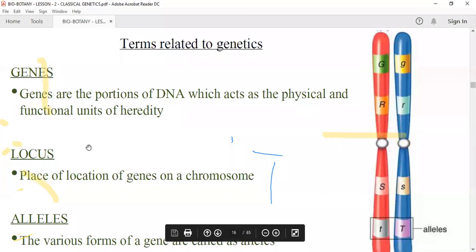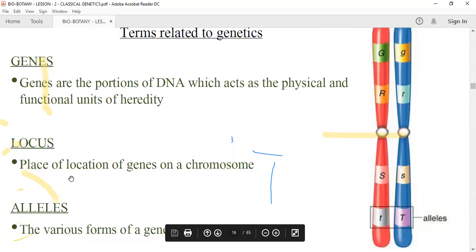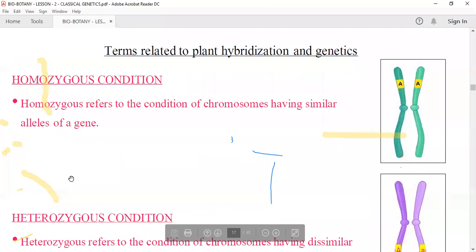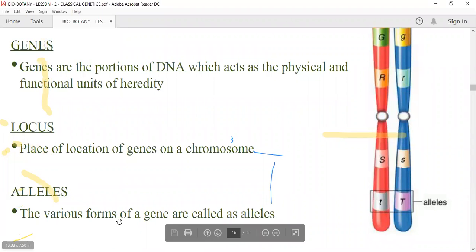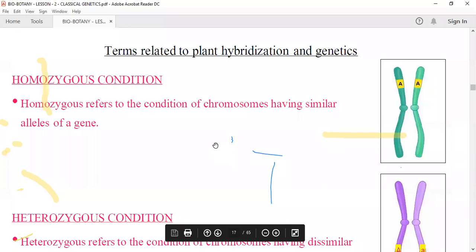And next you have to know the term alleles. The various forms of a gene are called alleles. The various forms, not the same form. Here you can see the small t, this is one gene, and here it is a capital T. Together we can call them alleles. Okay, I think you are able to follow.